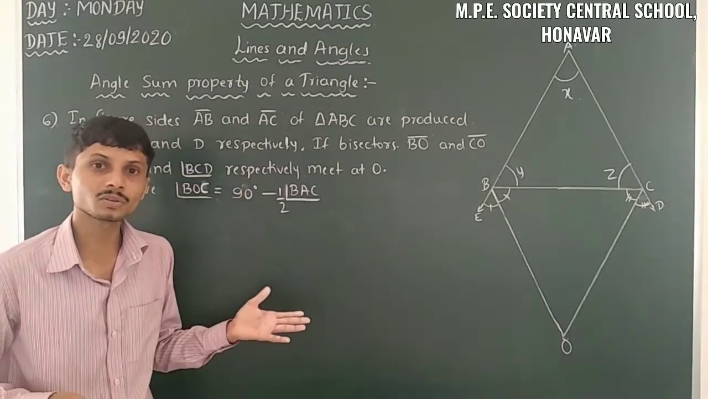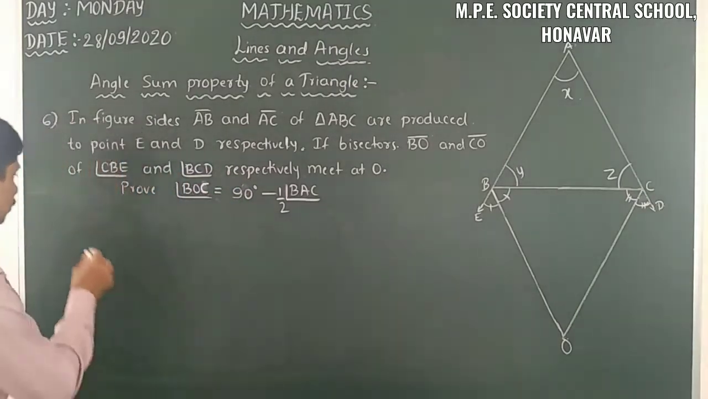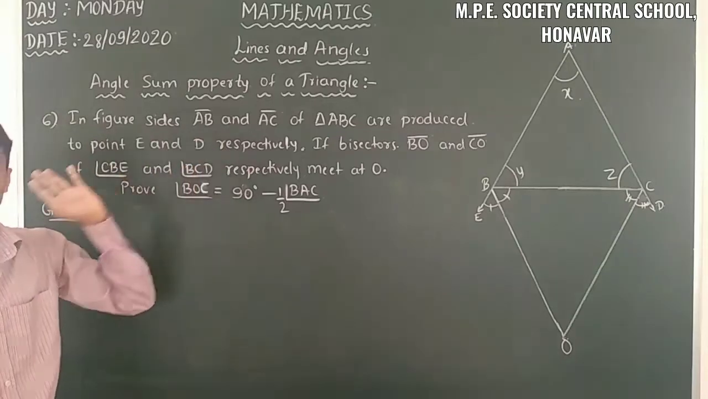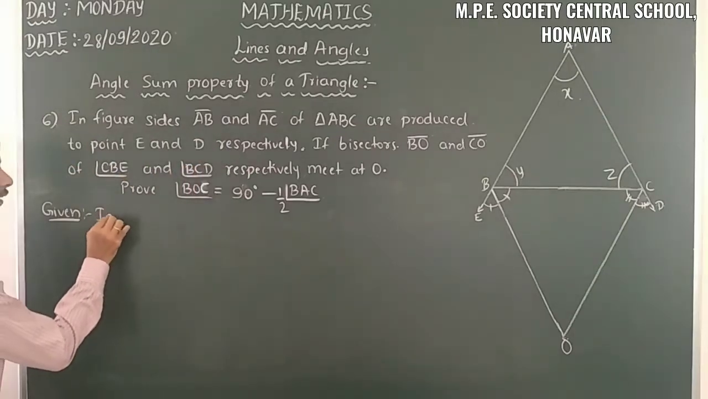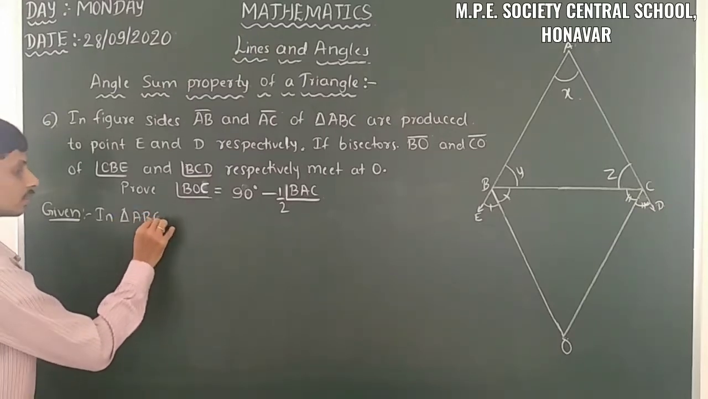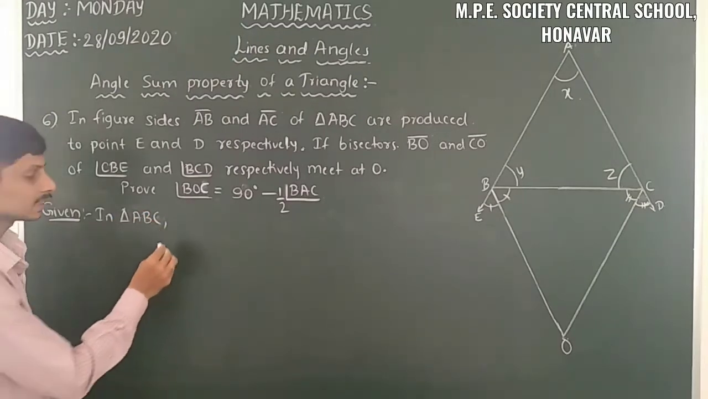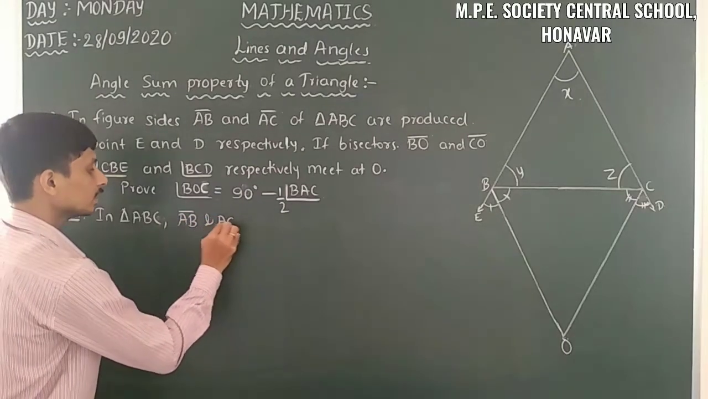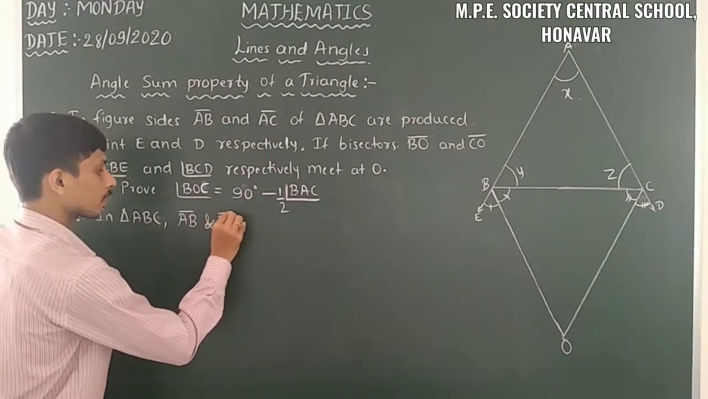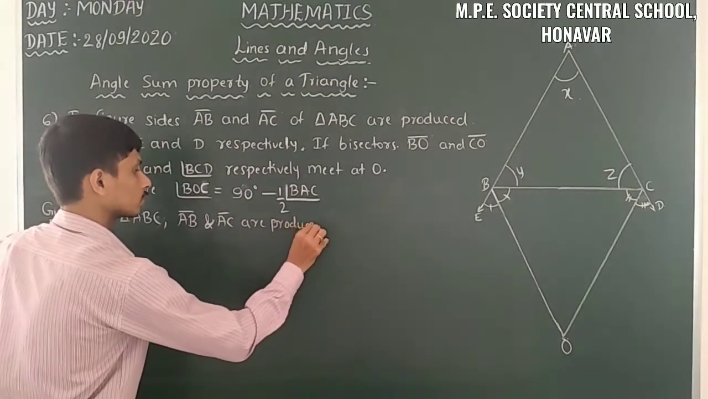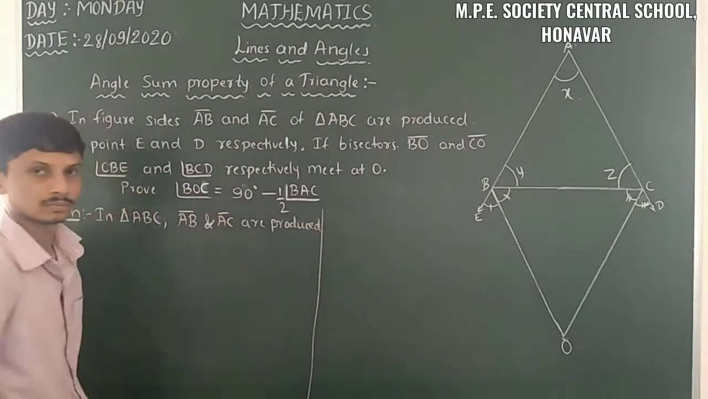So firstly we have to write what the given terms are. So what is given here? Yes. So given is, here triangle ABC. In triangle ABC, AB and AC are produced. We can use that one.